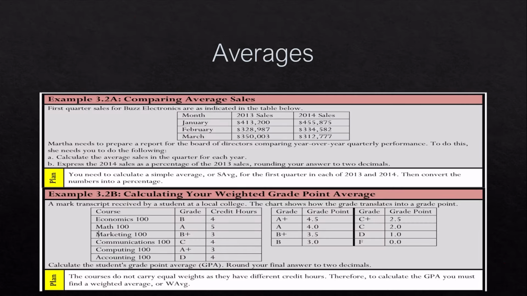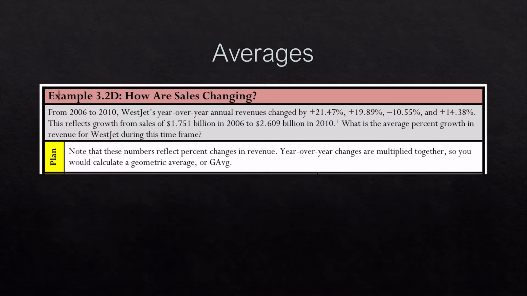The courses do not carry equal weights as they have different credit hours. Therefore, to calculate the GPA, you must find a weighted average. So this is the way that we calculate the GPAs, and now you can understand how the university is calculating GPA for you guys. That's important to understand.